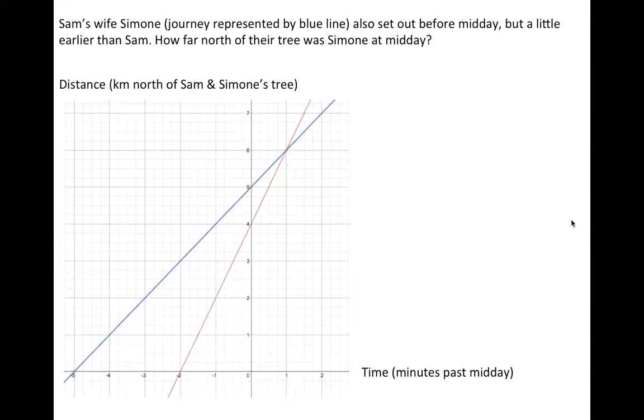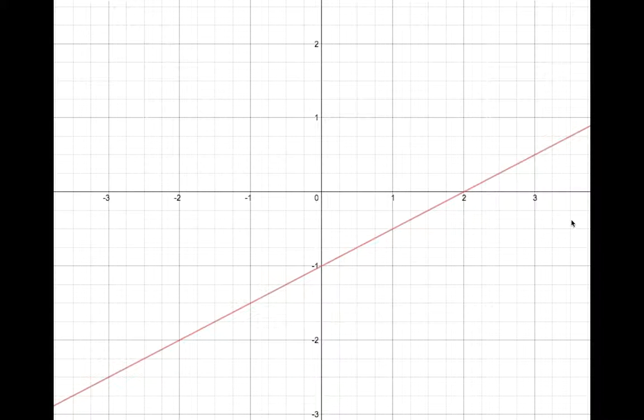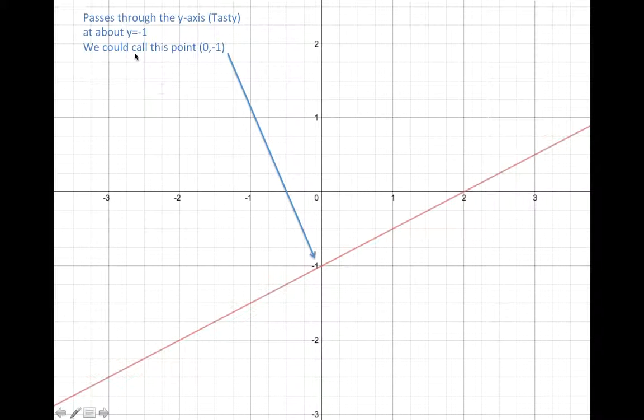Alrighty. So this is just kind of a recap of what we've looked at. This y-intercept concept is really not that hard. It's basically just where does a line cross the y-axis. So this is a bit of a summary slide. Here it crosses here. So it passes through the y-axis. Oh, that's tasty. That's to do with another question. Forget about the tasty. At about y equals -1.